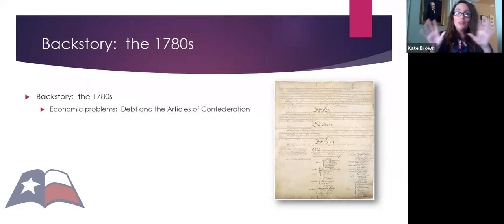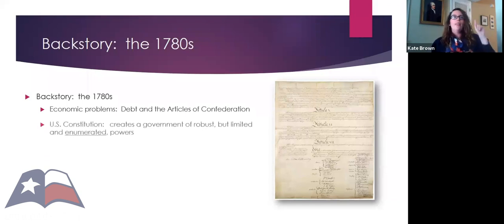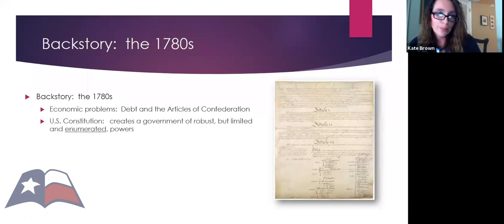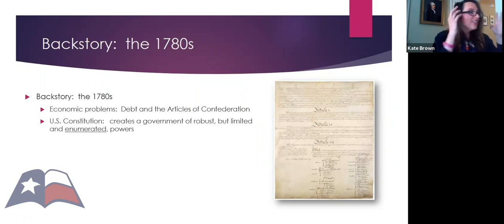So we have lots of problems going on here. There is light at the end of the tunnel, though, and that light is the U.S. Constitution. Because the U.S. Constitution has a different political science behind it. Instead of saying, the states, you have all of the power, the U.S. Constitution is very clear and very careful about creating a national government that is powerful. And the government that the U.S. Constitution creates gives a lot of power to the national government, but importantly, it's not unlimited power.